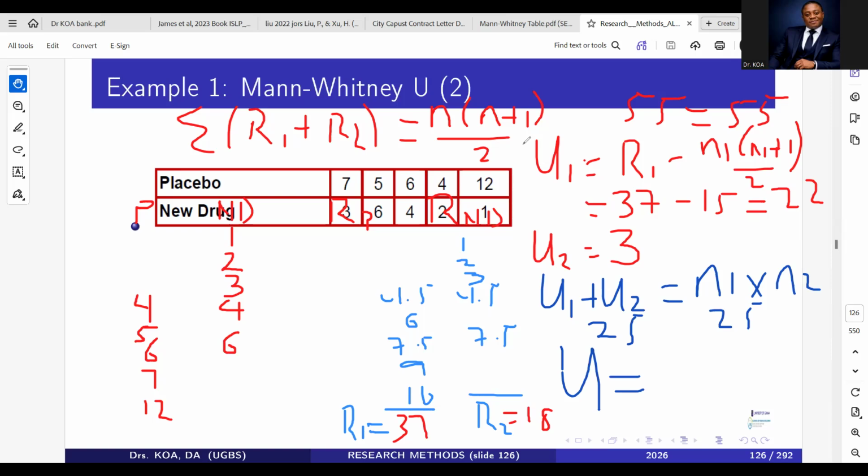And which one is that? Which number? U2. Which number? 3. Therefore, we can conclude that our U statistic is equal to 3. Remember, the second step in hypothesis testing is to find the test statistic. Well, that is what we just did. Now, your question you're about to ask me is: why did we choose the U3?